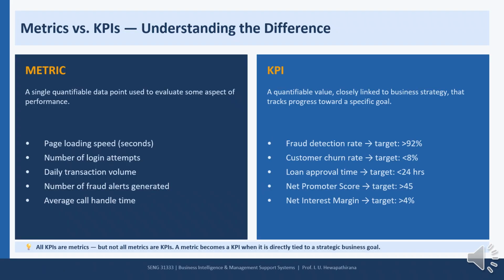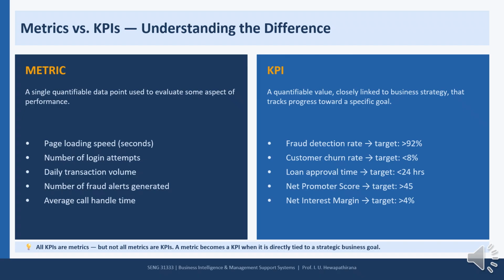Let us start by establishing a clear distinction between a metric and a key performance indicator, because these two terms are frequently confused even by experienced practitioners. A metric is simply a single, quantifiable data point that measures some aspect of performance. Metrics are neutral. They measure things without inherently judging whether those things matter to the business's strategy.